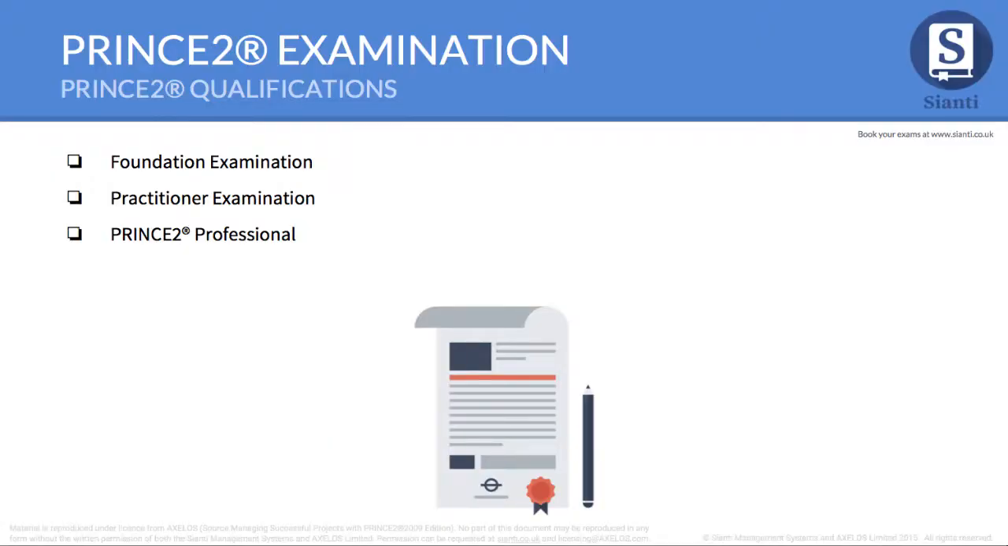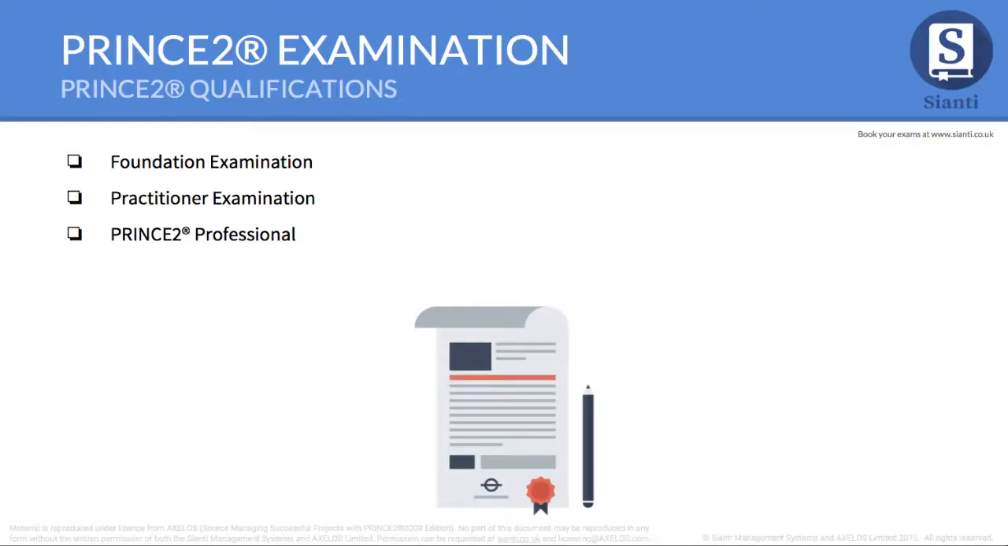Prince2 qualifications: there are 3 levels of qualification in Prince2. A foundation examination, which tests a basic knowledge of the method in terms of its vocabulary, the structure of the method and who does what. That is intended to allow someone to work in a Prince2 environment effectively as a member of the project team.